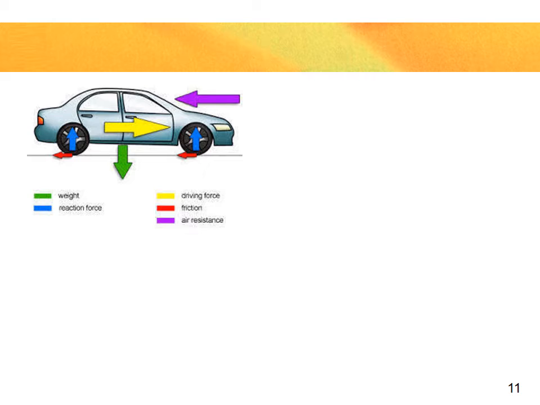The car is going forward at this place. It's going this way. We have friction, which is on the tires. It's making the car stop, really. And then you have air resistance. It's also making the car stop. So all these forces are acting upon a car while it's traveling.